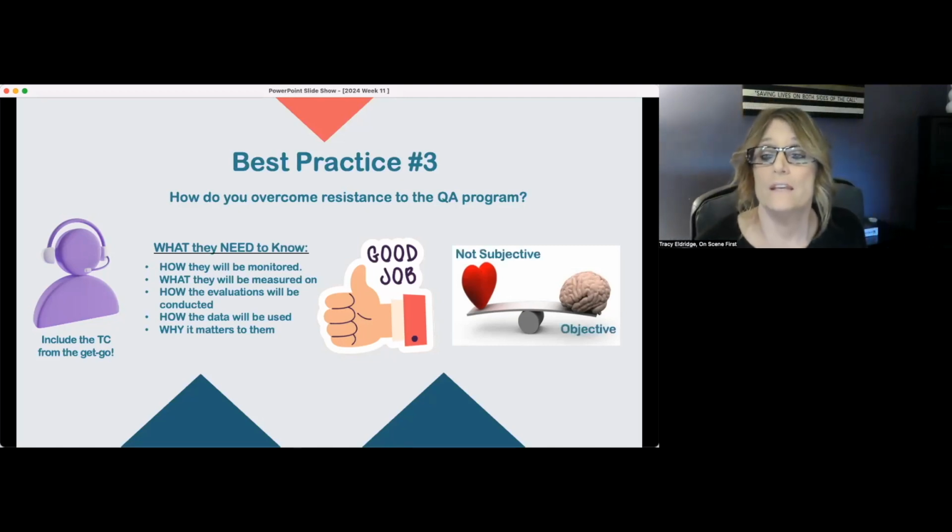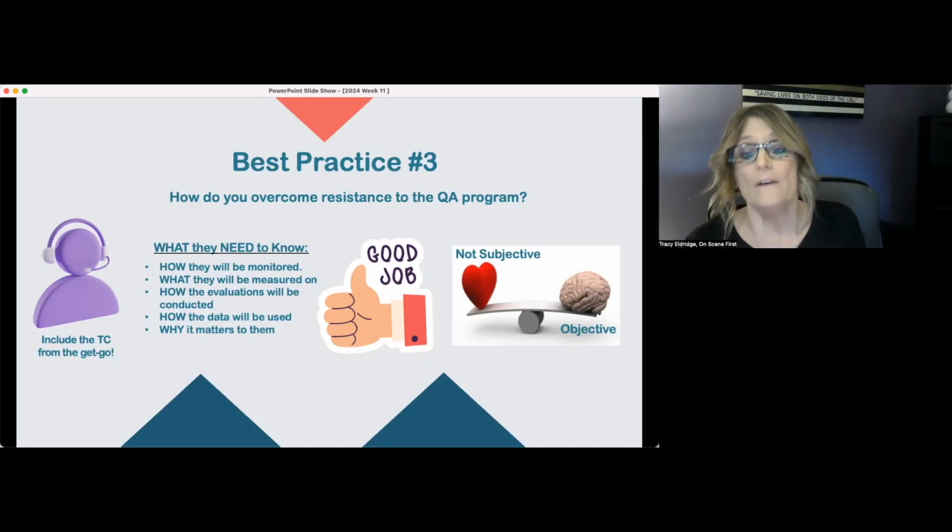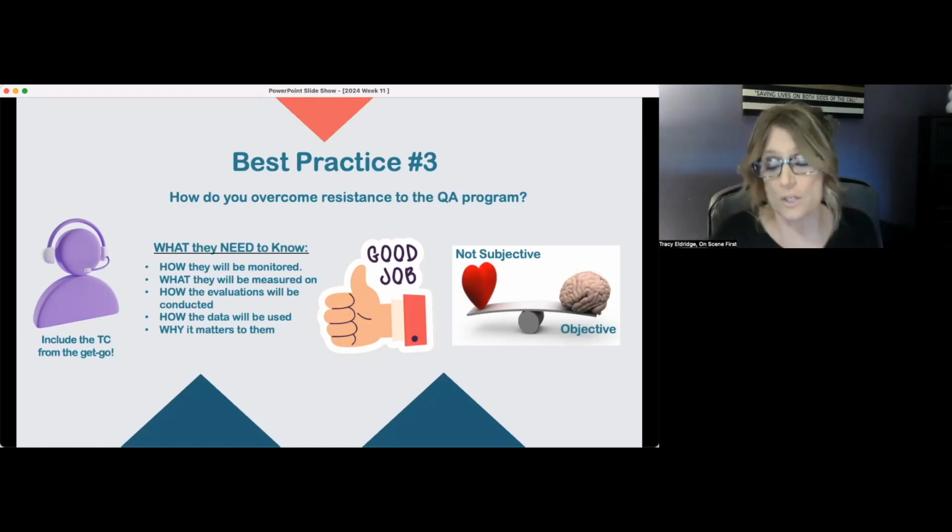And then make sure that the material that you are providing back to them is objective. It is not subjective. Subjective comes from the heart and usually starts with words like I think, I feel, versus those that come through the logic process of the brain. You did or you didn't. Okay.